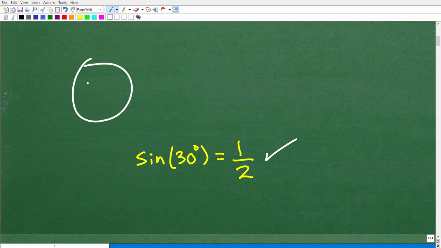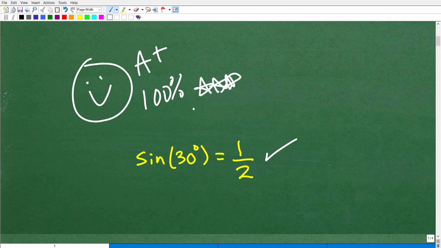But first, let me give you a nice little happy face if you got this right. Matter of fact, I'll give you an A+, a 100%, and a few stars because you understand basic trigonometry. Nice job. All right, let's get into this.